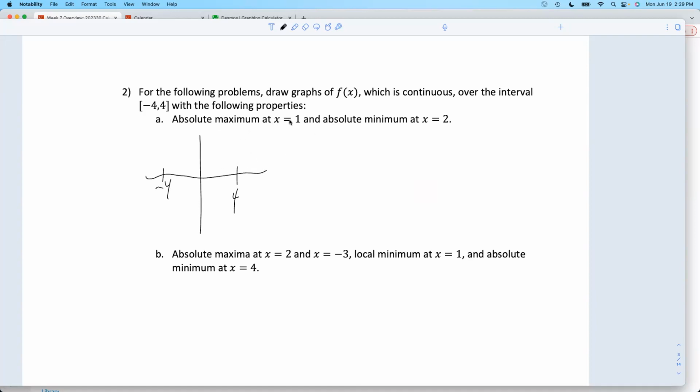We've got an absolute maximum at 1. So that's going to be my maximum value. Everything's going to be less than that. And a minimum at 2. So I'm going to have some lowest value. Now, I don't know whether that is down here negative. It could be positive. Could be anywhere as long as it's the lowest point I ever reach. So I'm just going to make it right there.